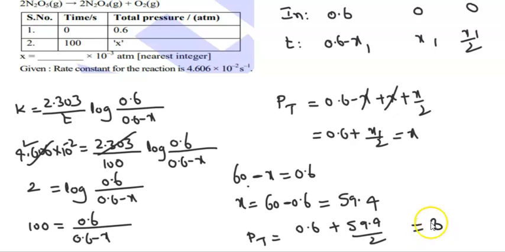Then you can get the total value as 897 into 10 to the power of minus 3 atm. So 897 is the correct answer for the given question.